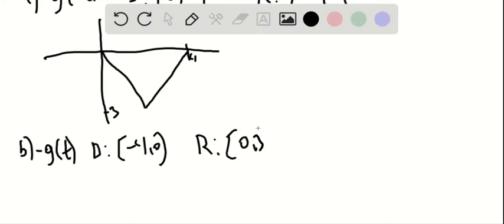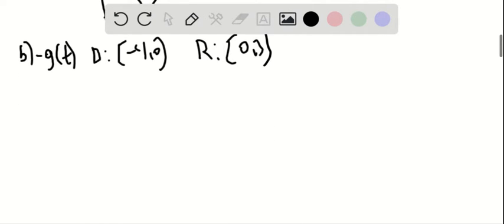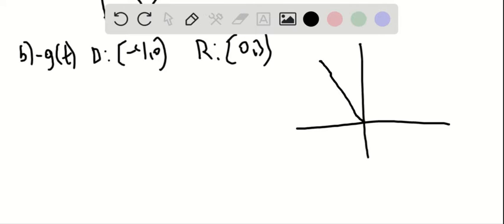And what does this graph look like? Well, this is going to be a reflection about the t-axis. Typically, it's a reflection about the horizontal axis, which is usually the x-axis, but in this case, it's the t-axis. So our new graph is going to look something like this. We take that graph and we reflect it about the t-axis. So we're going to look something like so.